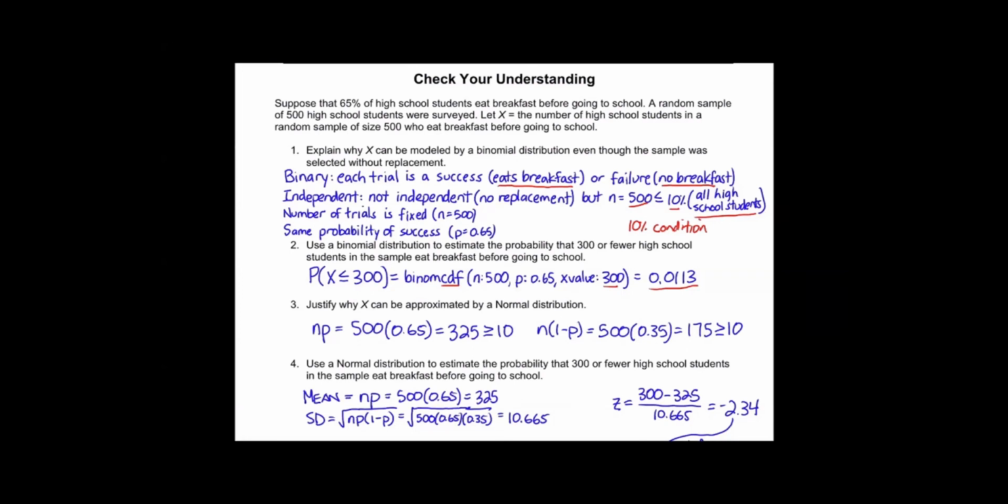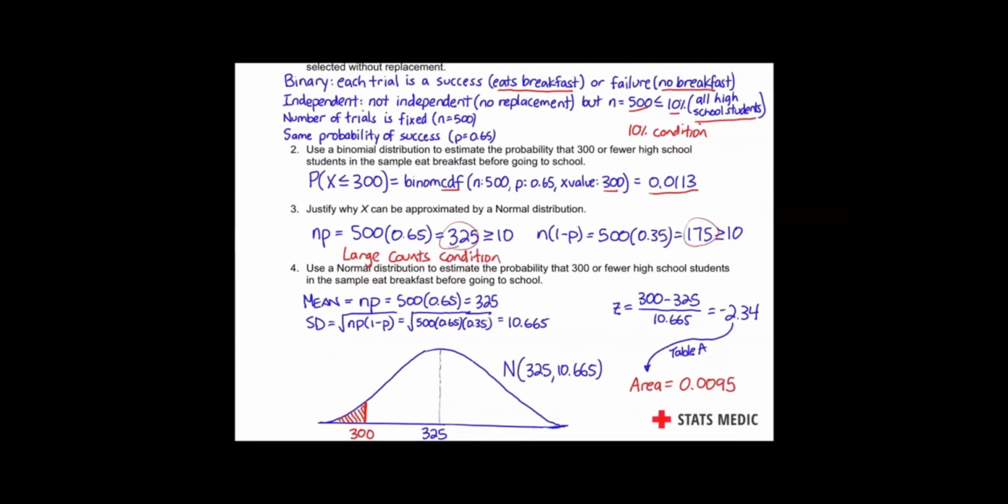Now question 3 asks if we can model the distribution of x using a normal distribution. And this is where we want to check n times p and n times 1 minus p, both greater than or equal to 10. Of course, this is the large counts condition. And we are definitely very safe here because our expected number of successes is 325 and the expected number of failures is 175, both very clearly greater than or equal to 10. So this means we can use a normal approximation to the binomial distribution, which is what we're asked to do in the last question, number 4.